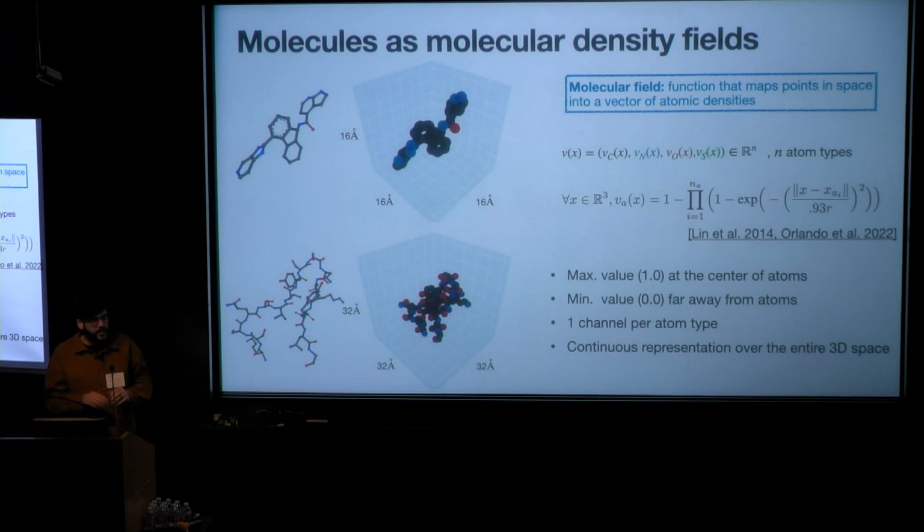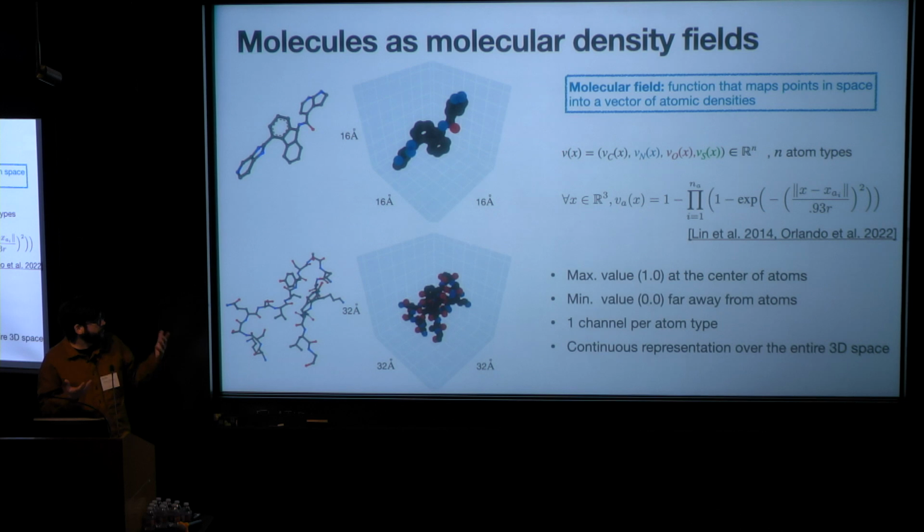The way we represent molecules, you can think of each atom's atomic density as more or less a 3D Gaussian blob in space, where the maximum value is at the center of each atom, and it decays exponentially as we move away from those atoms. Then at each point in space, we integrate the density of each atom, so that we have our function. In particular, we use this formula here to compute this density.